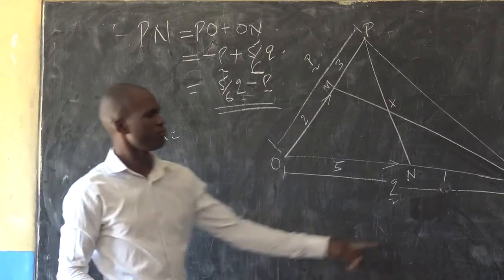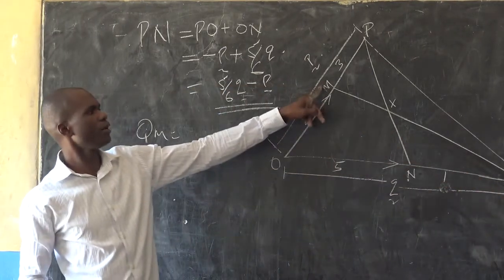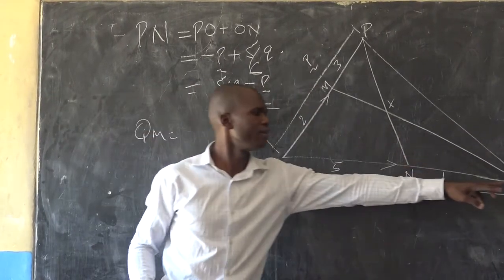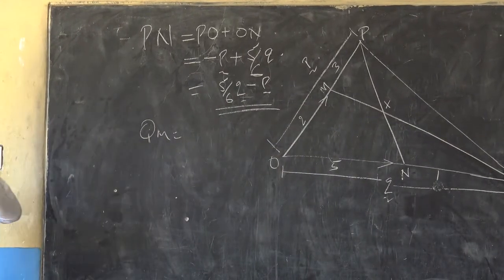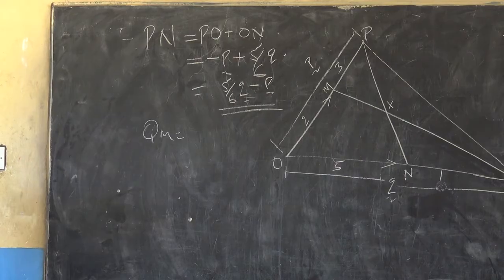Now we are at Q. We want to count M. There's no direct path here. There's no way from Q to M. We have to follow the long way. So which path are we going to take?